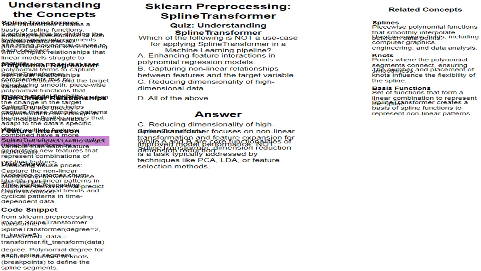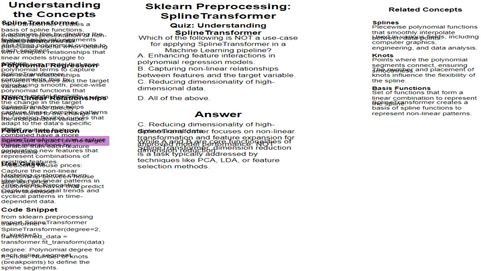When multiple features combined have a more significant impact on the target variable than each feature individually. Feature interaction occurs when the combined effect of multiple features on the target variable is different from the sum of their individual effects. This means that the interaction between features is important to consider when building a predictive model. Spline transformer can capture these interactions by generating new features that represent combinations of existing features. This helps the model to learn more complex relationships between variables.